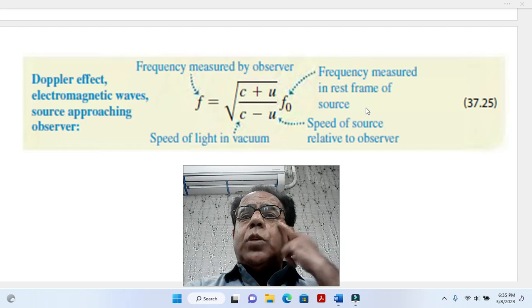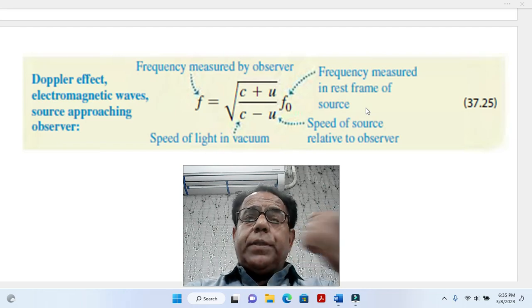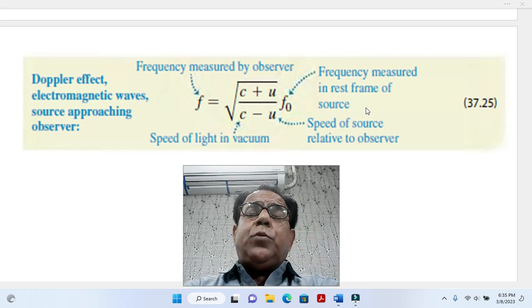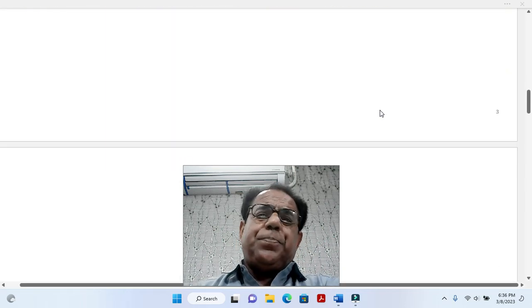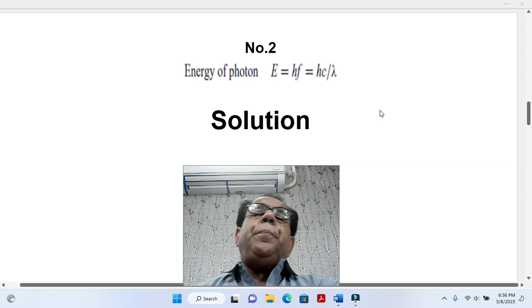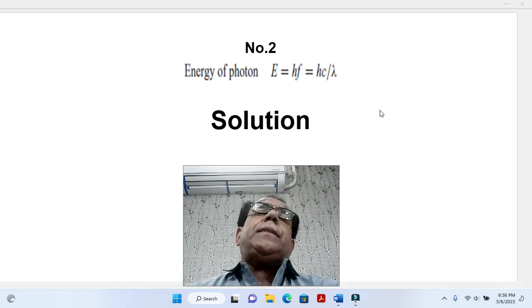f is equal to under root c plus u over c minus u times f naught, where f is the frequency measured by observer and f naught is the frequency measured in rest frame of source. Similarly u is the speed of source relative to the observer while c is speed of light in vacuum. Second tool, we have used this tool many times in our previous problems.